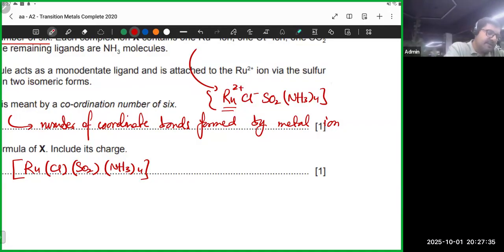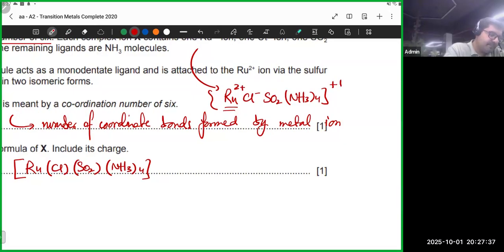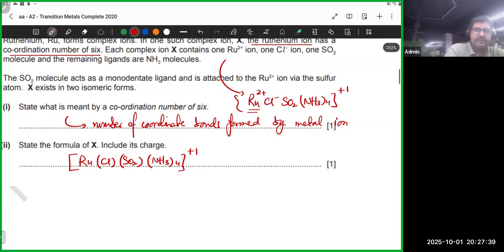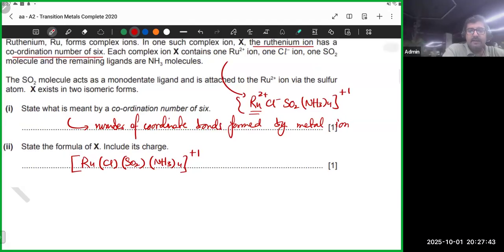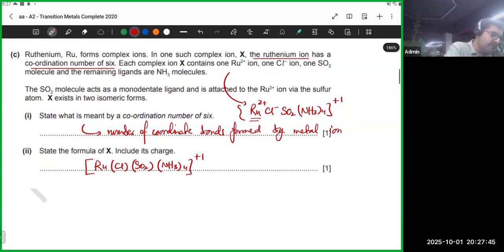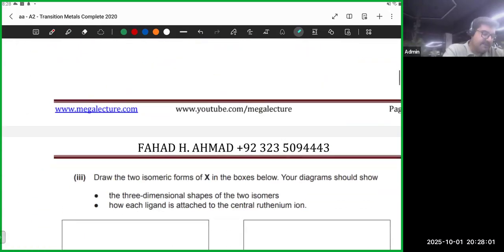So that means the overall charge would be +1. So this thing over here will have a charge of +1. Okay, he says that the SO2 molecule over here forms a monodentate ligand and is attached via the sulfur atom. So the sulfur is the one whose lone pairs are the ones that are attached to the Ru2+, and you have to draw the two isomeric forms of this.